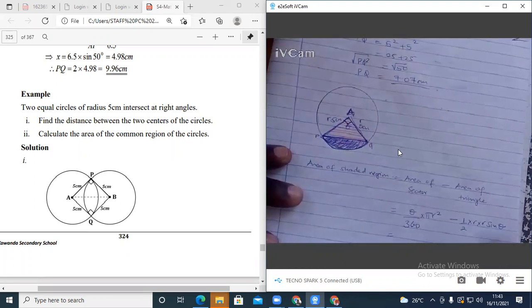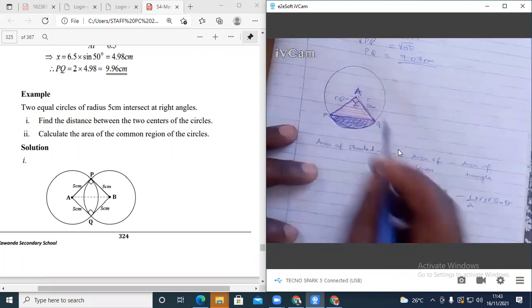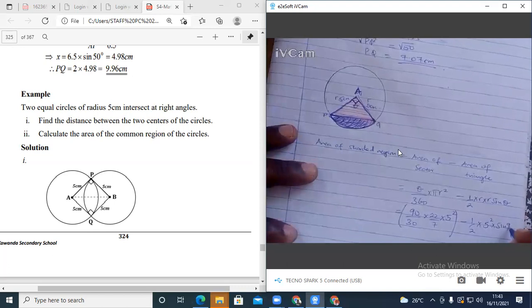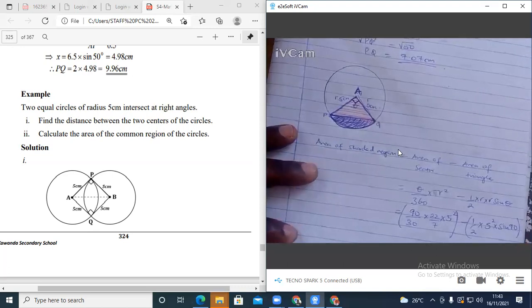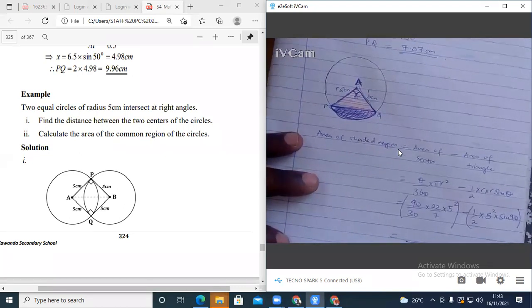So you substitute and you put 90, because the angle here is 90 out of 360, then times 22 over 7, then times the radius, which is 5 squared. This minus a half times r squared, r times r is r squared, so that is the same as 5 squared, then times the sine of 90. So you do that and you get out the answer.